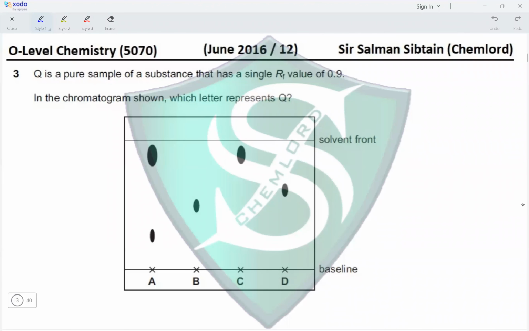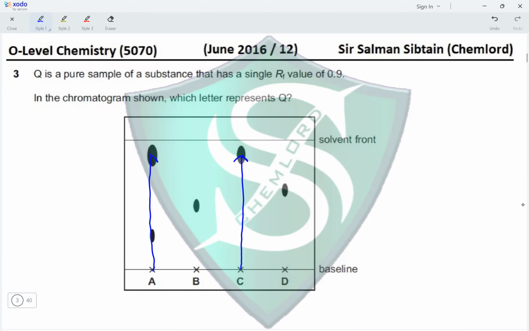Question 3. Q is a pure sample of a substance that has a single RF value of 0.9. In the chromatogram shown, which letter represents Q? So since the RF value is 0.9, that means the distance traveled by the solute is very close to the distance traveled by the solvent. So the solute that has the greatest distance traveled is this and this.